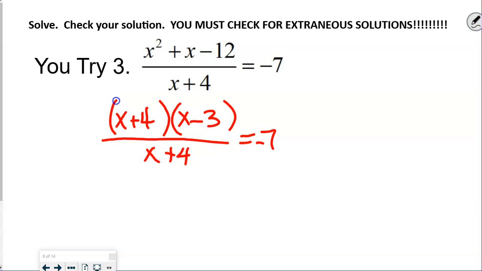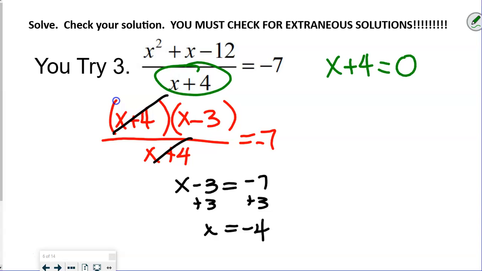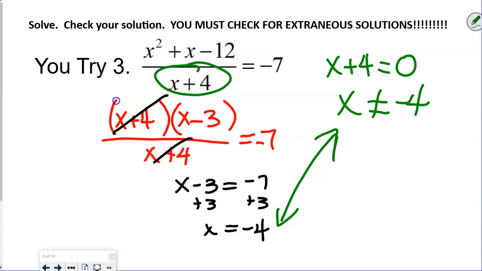Once again, our 4s are going to cancel out. So we're going to get x minus 3 equals negative 7. Add 3 to both sides. So x is equal to negative 4. So we want to check again for our extraneous solutions by setting this equal to 0. x plus 4 equals 0, so x cannot equal negative 4. Again, notice right here it does, okay? So what does that mean? This is an extraneous solution. So there is no solution.